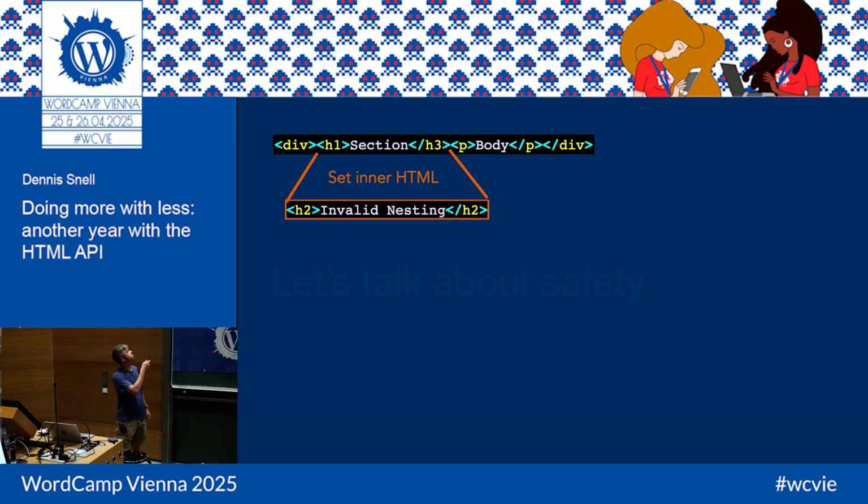So we want to set inner HTML. And I can tell you, this is predominantly the major reason the HTML API in core does not have a method called set inner HTML. This is a problem that we have to resolve. When we're in the browser and we set the inner HTML on that H1 element, it creates an H2 element and puts it in there as its child.